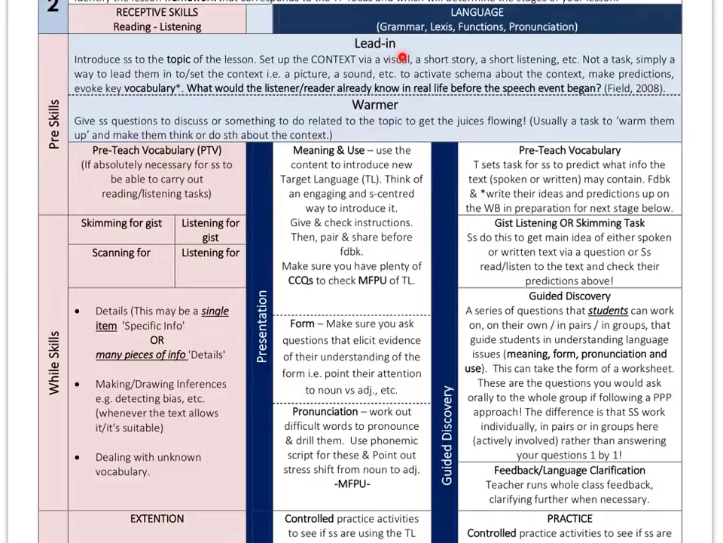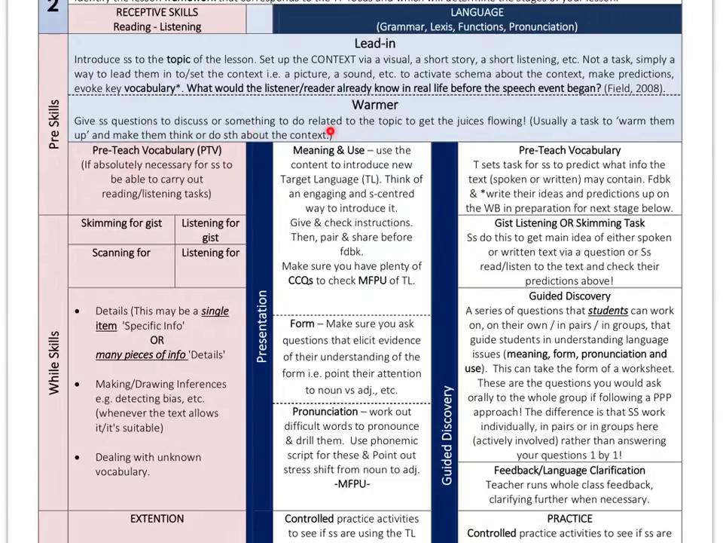For example, when was the last time you went to a restaurant, or what is your favorite restaurant, or where is your favorite restaurant and why? So that would get them thinking about the topic, and get the juices flowing. So the warmer is usually a task, as the word implies, to warm them up and make them think or do something about the context.